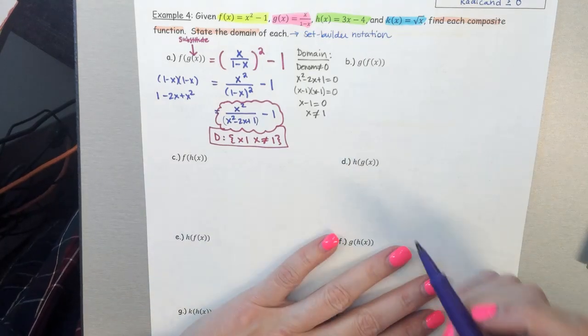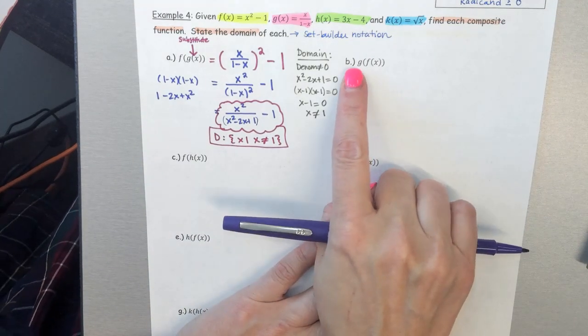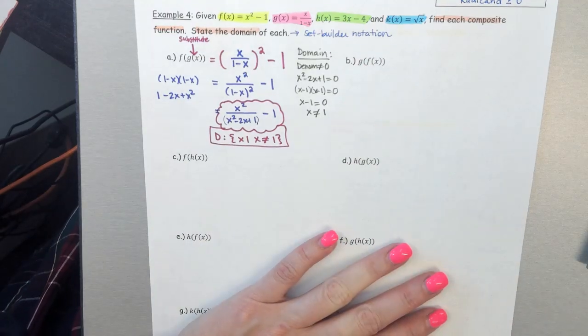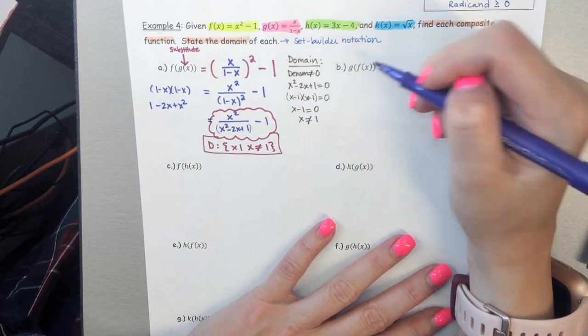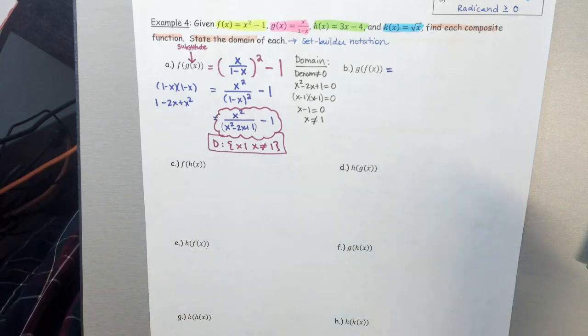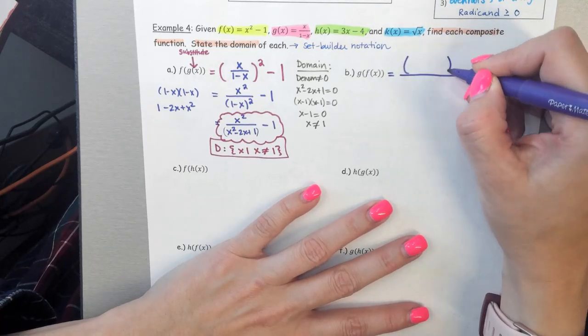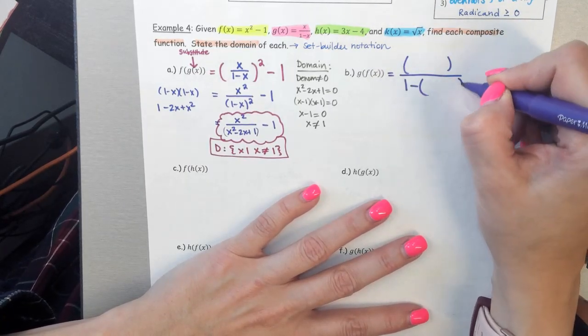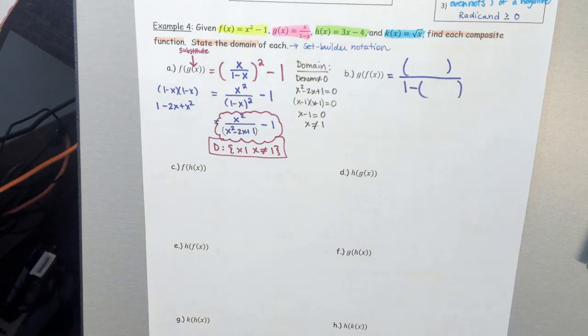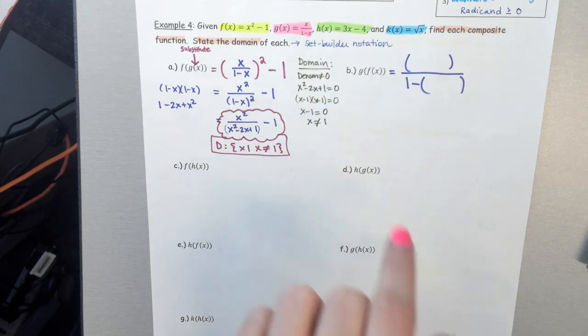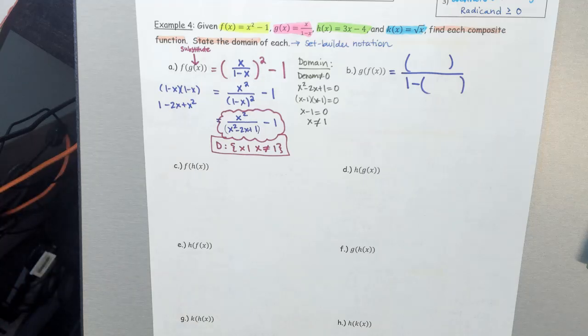Okay, so for B, now we have these switched. G is on the outside, f of x is on the inside. So for your value of G, okay, we're going to look at, this is x divided by 1 minus x. So the first thing I do is I set up the function without the values of x. And then see if you guys can do the substitution there. Make sure you put that in parentheses, because you are going to have to do some distribution.